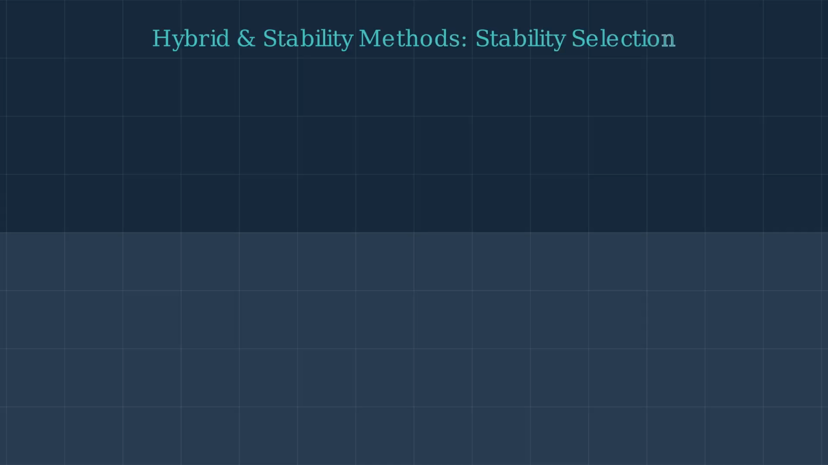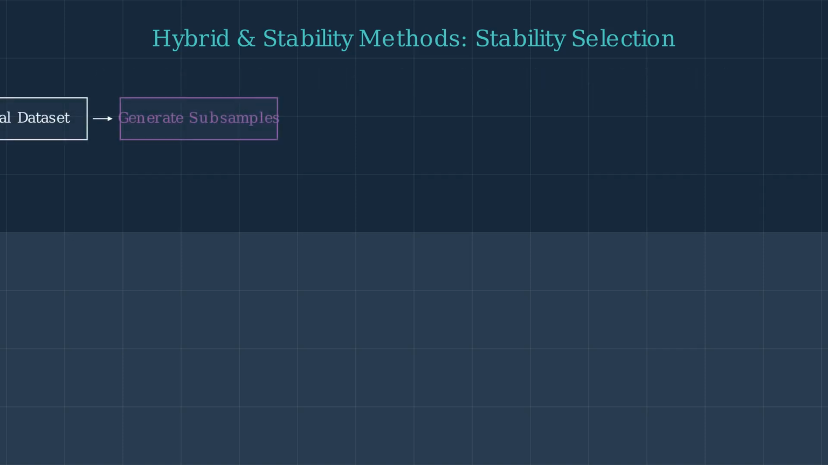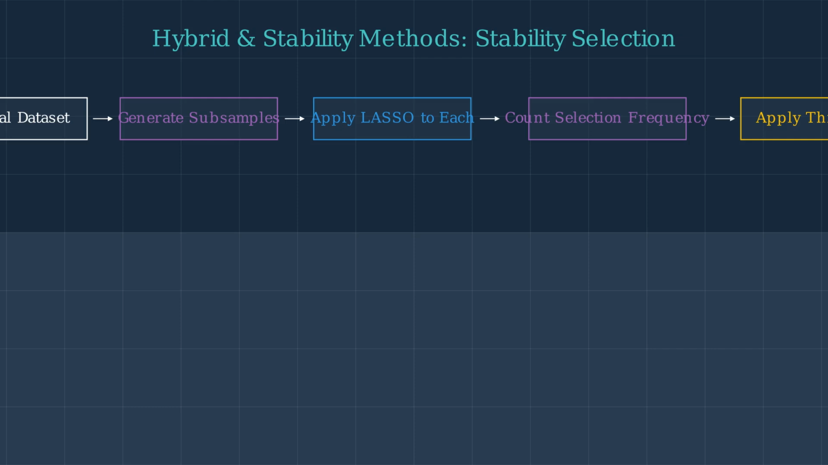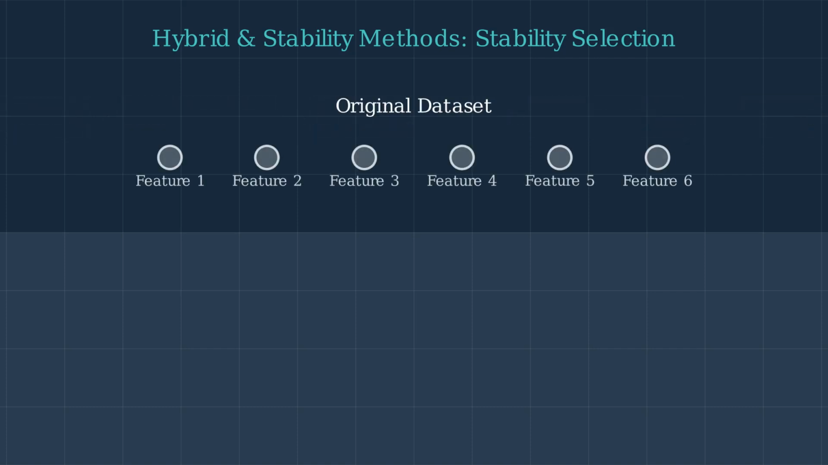Stability selection combines subsampling with embedded methods like LASSO to provide more robust feature selection. The stability selection process starts with the original dataset and involves repeatedly generating random subsamples. For each subsample, we apply an embedded method like LASSO to select features. We then count how frequently each feature is selected across all subsamples and apply a threshold to determine our final feature set. Let's see how stability selection works in practice.